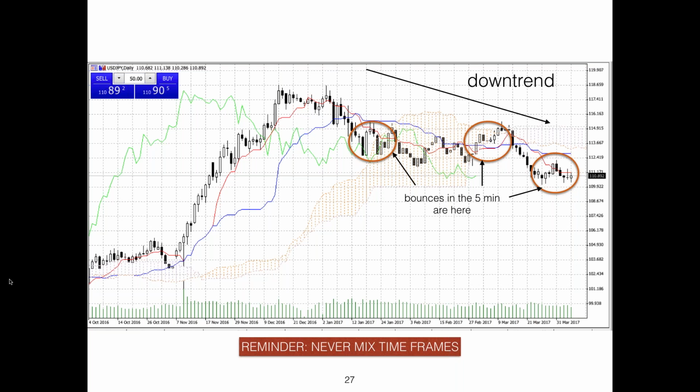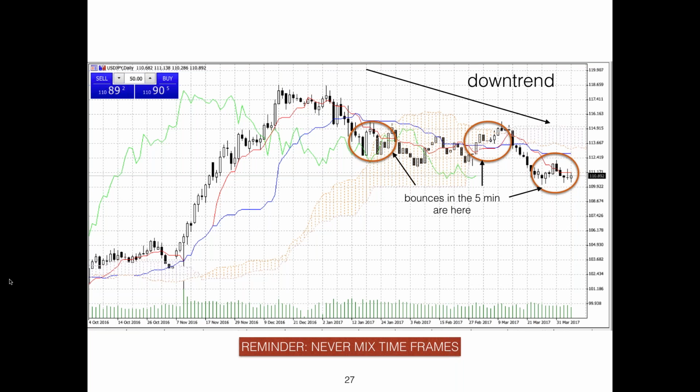So always trade your time frame. If you decide to trade the smaller time frame against the general trend, you have to know the risks. And if you enter the market using signals from the 5-minute chart, you have to exit the market using signals from the 5-minute chart. Never mix time frames. Do not enter using the 5-minute signals and exit using the daily signals. This is just wrong and you'll lose money in the end.